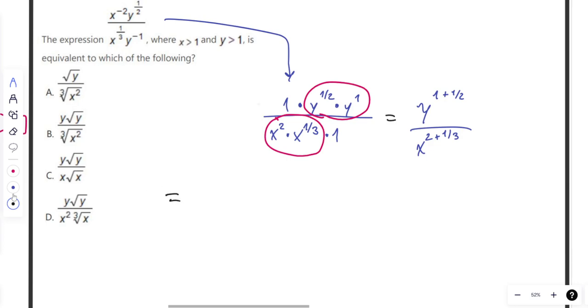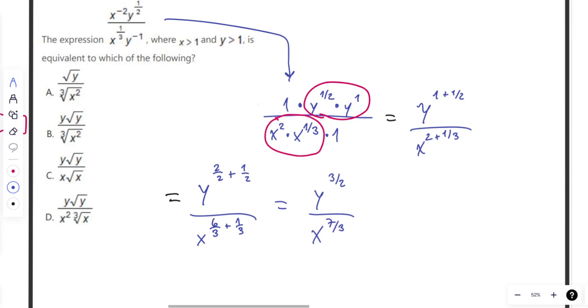This is going to be equal to y to the 3/2. And I guess we can even do the intermediary step, which would be to convert this whole number into a fraction. So 2/2 plus 1/2, and an x to the power 6/3 plus 1/3. That's y to the 3/2 over x to the 7/3.